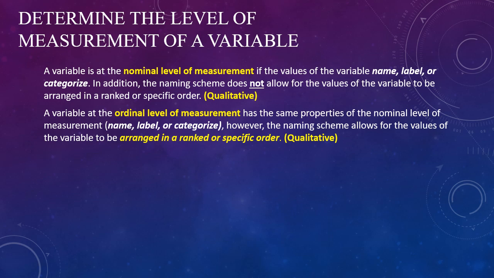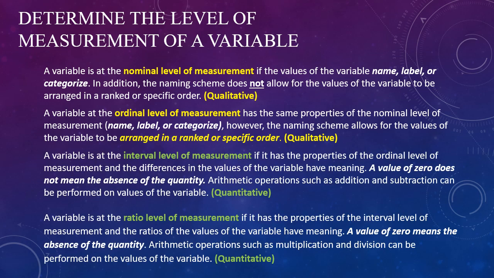It has those same characteristics to name, label, or categorize. However, the variables now can be put in a ranked order, okay? And again, these are both qualitative measurements. The quantitative measurements are interval and ratio level.